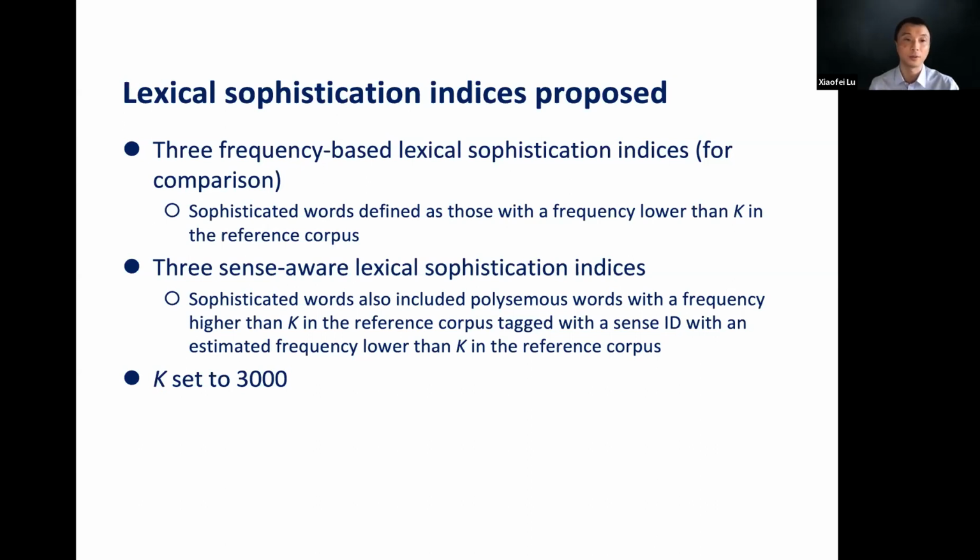polysemous words with a frequency higher than k in the reference corpus, but tagged with a sense ID with an estimated frequency lower than k in the reference corpus. So it's a combination of both types of sophisticated words. Either you have a low frequency overall, or you have a sense that has very low frequency. We set k to 3,000 empirically. I will show you how we did that.